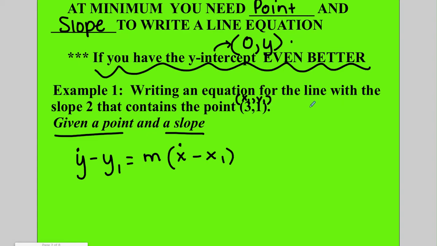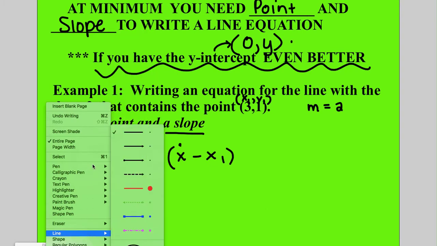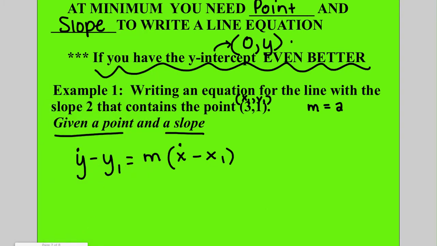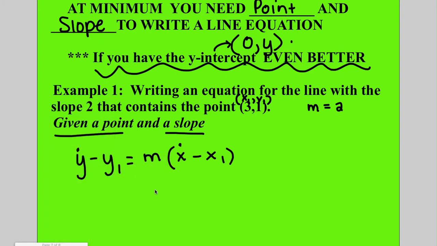The slope is 2, so I'm going to write m is 2. And all I'm going to do is substitute those values in for those particular points, okay? So watch me do that now. All right, my m was 2, so I'm going to put it right in here. I'm going to leave my x, and then my x1 was 3, and my y1 was 1.